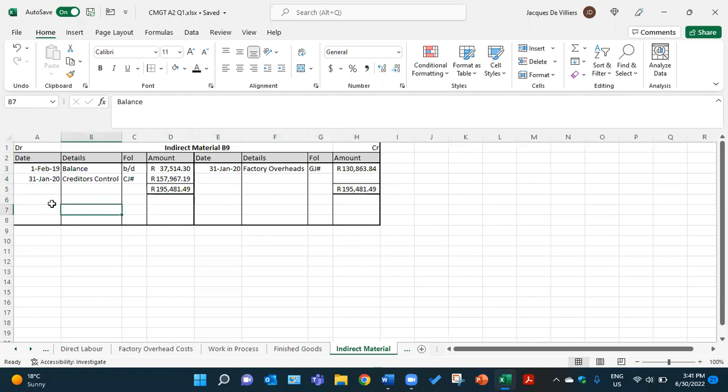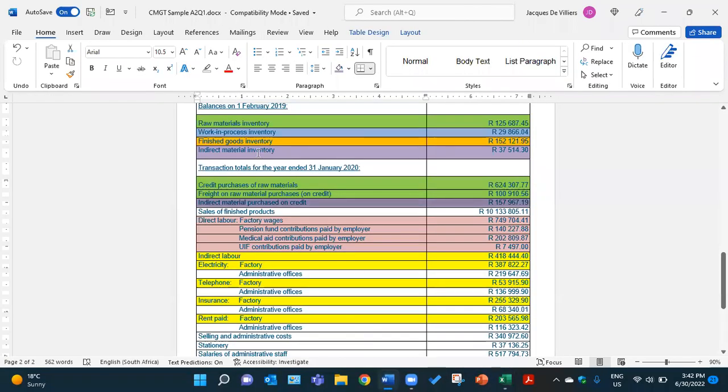And it seems like I didn't do that. That's very weird. Okay, so it's the correct amount, but I actually didn't complete it here. Oh, I did. Okay. Let me redo that quickly just so that you can see what happened. We were given an opening balance. Okay. We have the creditors control, that transaction that we had there for the indirect material. Let me just show you that. Indirect material that we purchased on credit. So I've just recorded that.